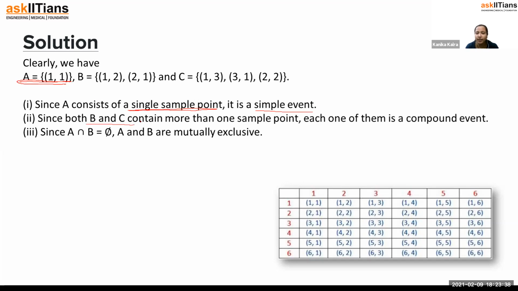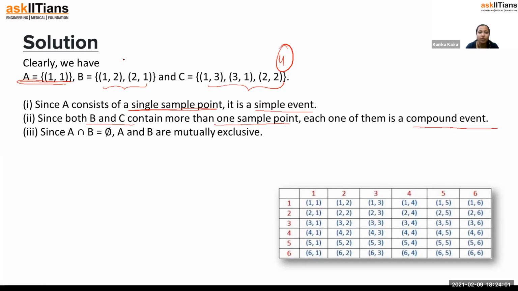Now let's talk about B and C. So sum should be 3 and sum should be 4. So for B, it is 1, 2 and 2, 1. 2 possibilities only. And for C, it would be 1, 3, 3, 1 and 2, 2. Sum would be 4 in these outcomes. So since they have more than one outcome or more than one sample point, these are known as compound events.